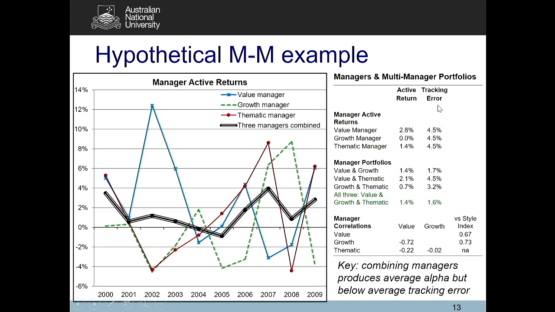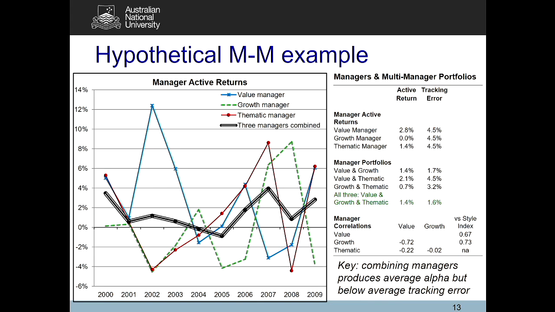Right? The average is obviously 4.5 because they all have the same tracking error. So if you think about your information ratio, which is the active return divided by the tracking error, the information ratio for the combined portfolio of three managers is way higher than even the most successful manager up the top, which is the value manager. Okay, the alpha is only equal to the average alpha of them, but the tracking error is significantly reduced below the average, so the information ratio is improved for the portfolio.